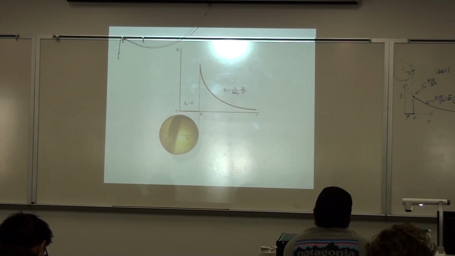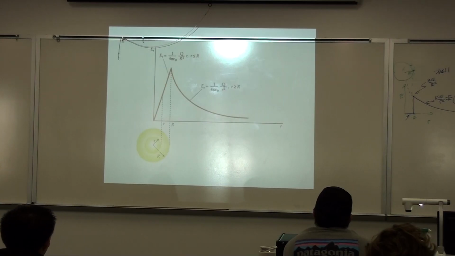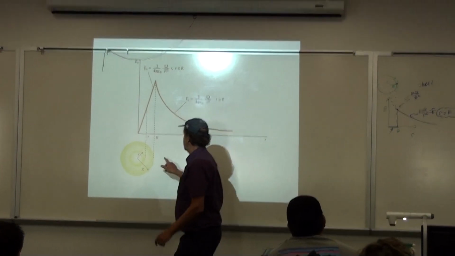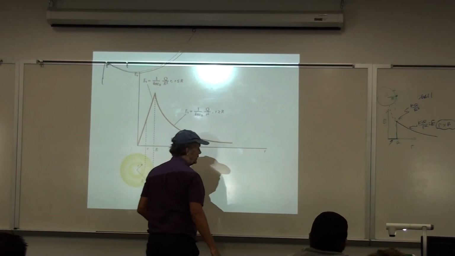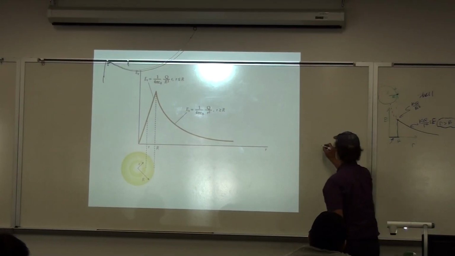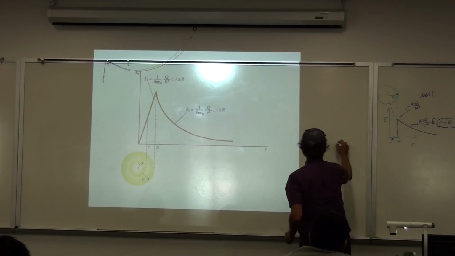So we've done this one. But what about this one? Okay, so now we've got charge uniformly distributed through the interior. Call that case 4. That's our last one.